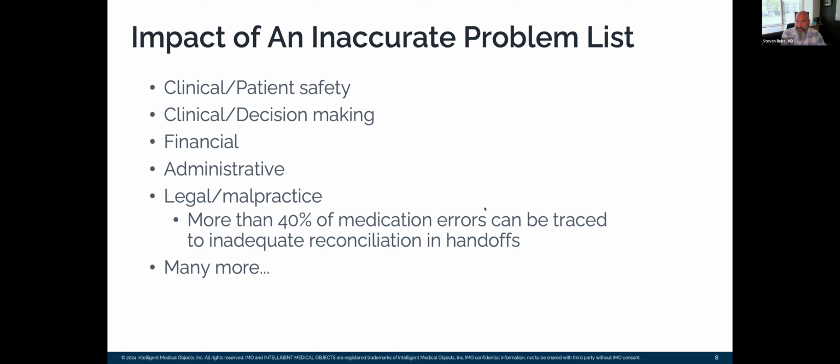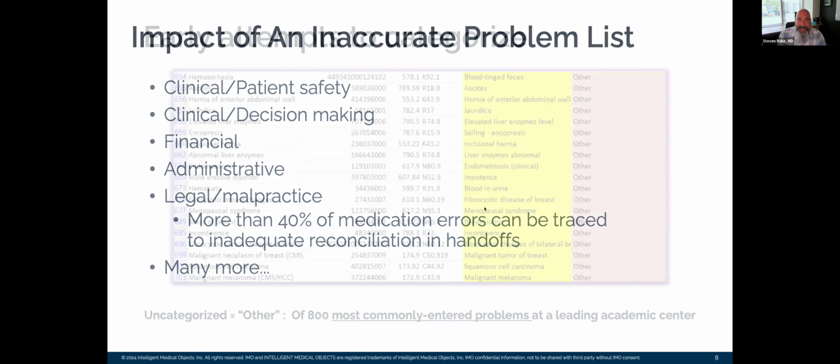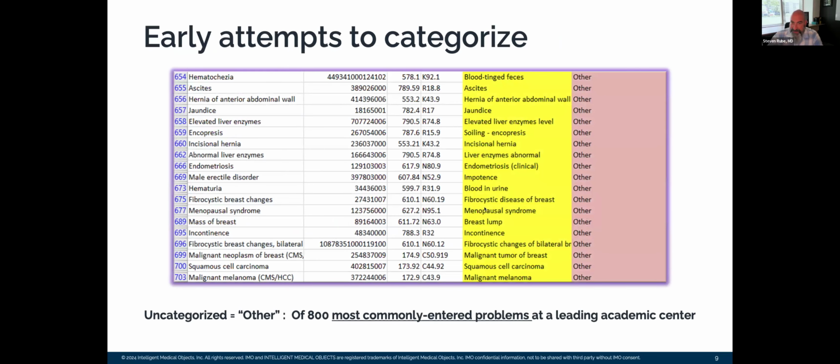And handoff and reconciliation, in my mind, is directly tied to the problem list, because that is the way I would hand off a patient to another physician. And there are others. These are just some of the highlights that we hit as far as the impact of an inaccurate problem list. So what were some of the early efforts to attempt to address this?